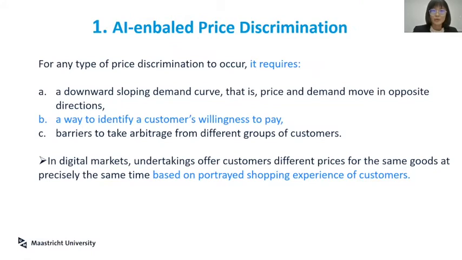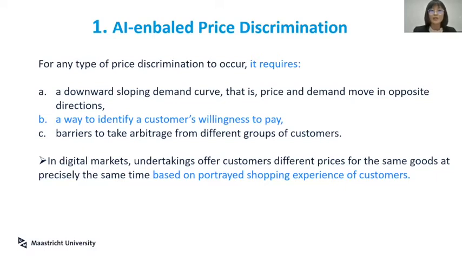For any type of price discrimination to occur, it requires a downward sloping demand curve, a way to identify a customer's willingness to pay, and barriers to taking advantage of price differences between different groups of customers. In digital markets, the demand curve is still assumed to be downward sloping, since customers are still willing to buy a larger quantity of goods when the prices are low. However, equipped with big data and algorithms, the undertaking can more precisely estimate the customer's willingness to pay based on the past shopping experience of customers.